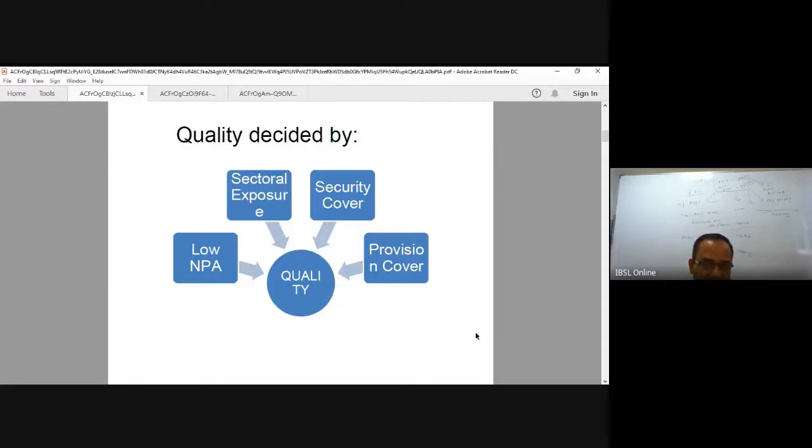And look at the security cover, right? How much of the loan portfolio is covered by good securities? If you have good coverage under the security, then like what we saw a little while ago, you don't have to have much provision. Your provision can be less, right? In times of issues, you will be able to realize your assets and cover the loans.